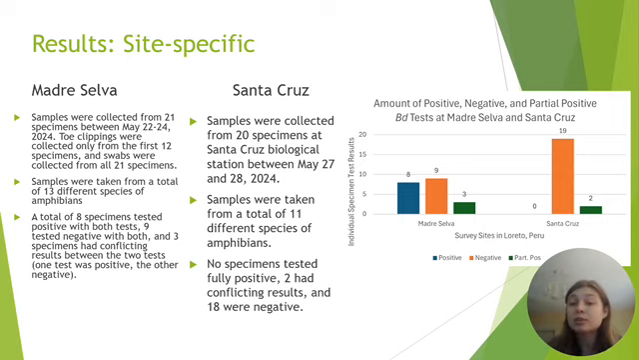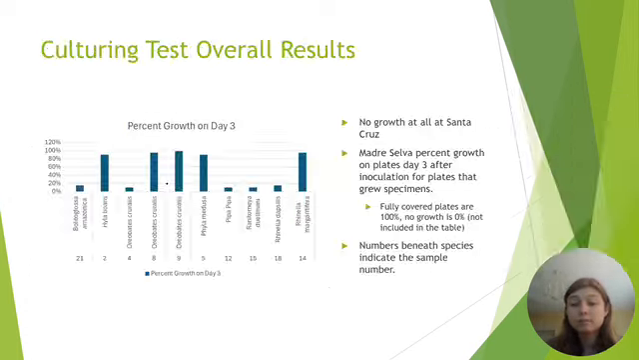At Santa Cruz, we only had partial positives and mostly negatives because none of our plates grew anything, which is good but also suspicious. The histology showed that there was some chytrid fungus present. So samples were collected from 20 specimens at Santa Cruz, and no species tested fully positive. We had 2 partial positives where the histology test indicated presence of zoospores for 2 specimens, but the rest did not have anything on their plates or anything on their slides and were deemed negative. So 19 out of 20 were deemed negative. As I said a moment before, we had no growth on our plates at all at Santa Cruz.